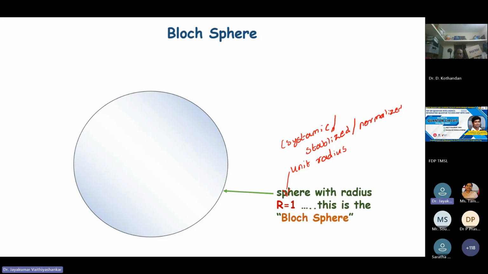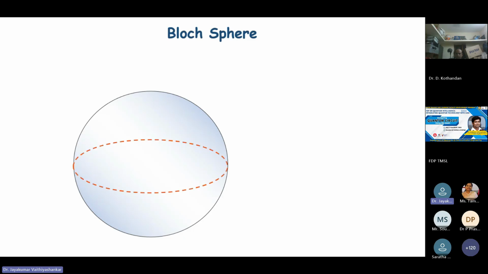I hope everyone knows the meaning of systematic, stabilized or normalized form, because we need to maintain everything in a certain order. So what happens if you maintain the radius equal to 1? The radius never goes below 1 or beyond 1. So this will make your system stabilize.